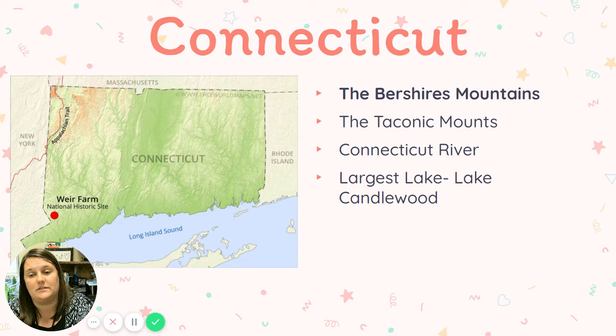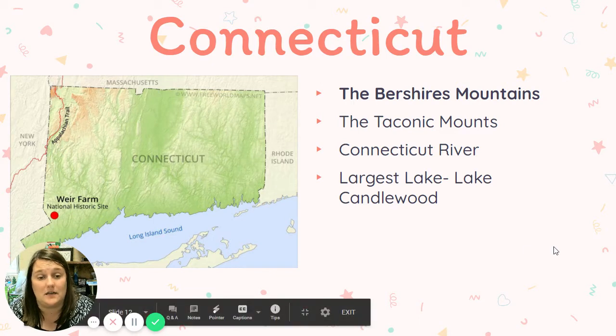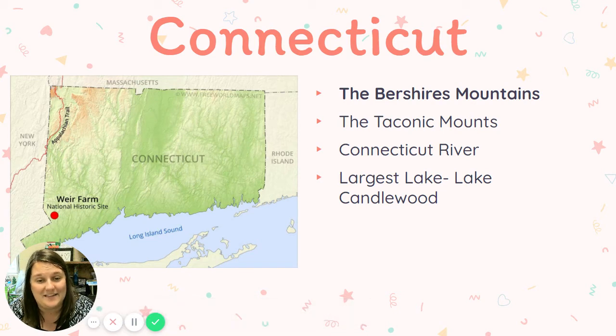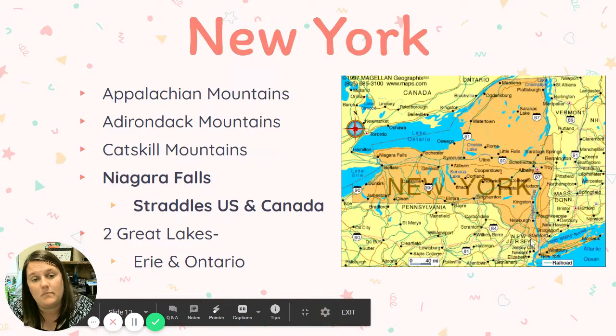Next, we have Connecticut, which is famous for a lot of mountains. Okay, so you can see by this physical map that we have some mountainous areas right around here, but also here. We have the Berkshire Mountains, the tectonic mountains. The Connecticut River runs right through Connecticut, obviously. And then the largest lake is Lake Candlewood.